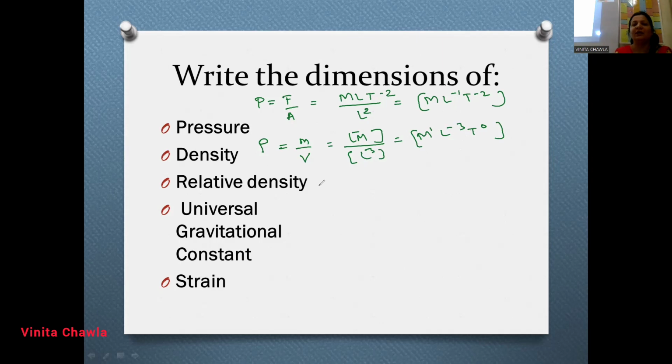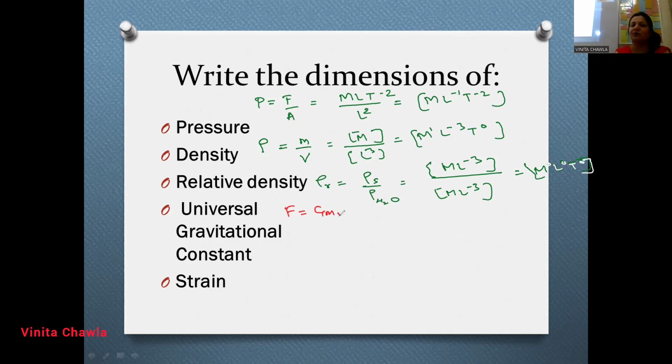Okay. And relative density is density of substance divided by density of water. So density of substance is ML minus 3. Density of water is ML minus 3. So you'll get M0, L0, T0. It is dimensionless. Okay. M0, L0, and T0. It is dimensionless.